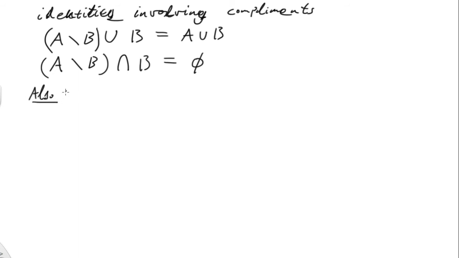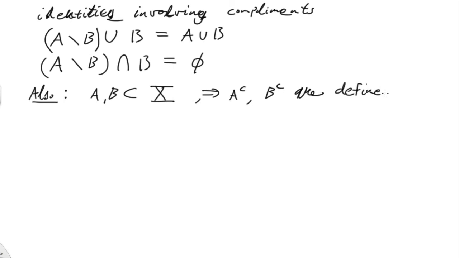Also, here's some more important identities. Okay, again, if A and B are subsets of some universal set, and therefore I should say that the A complement and B complement are defined. If they're defined, then if I take the union of A and B, and if I take the complement of that, it's going to be the intersection of the complements.